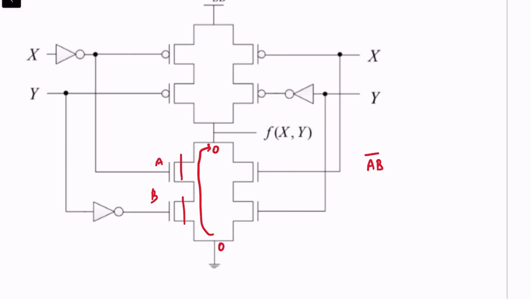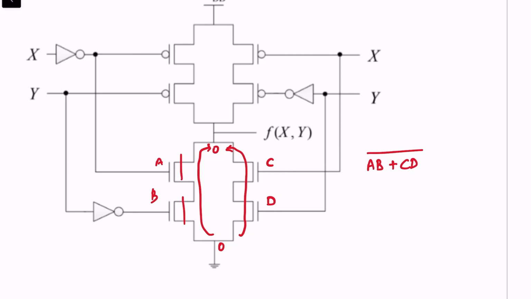And in case there are some stacks in parallel, if AB is true or CD is true, if any one of them is true, any one parallel path is true, the output will go to 0. So that kind of expression will come when you have N stacks.